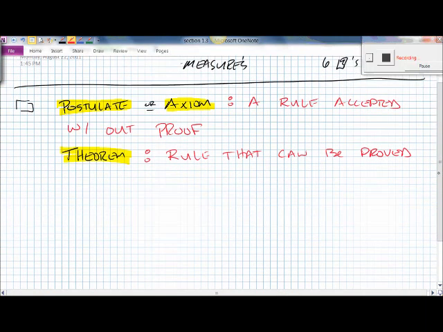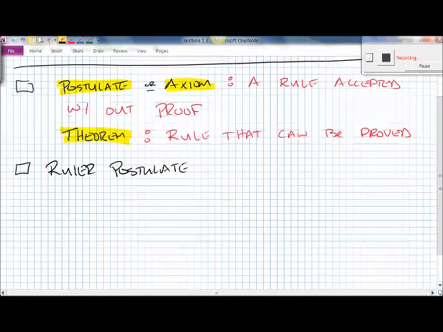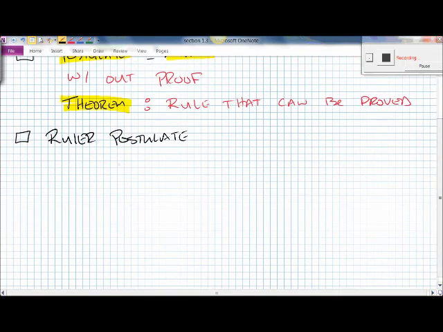Okay, the first postulate of the year I'm going to teach you is called the ruler postulate. So, if it's a postulate, do we need to prove it? Yes or no? No. How come? Because it's a rule that's accepted without proof, so we can use it. Okay, here is the ruler postulate.